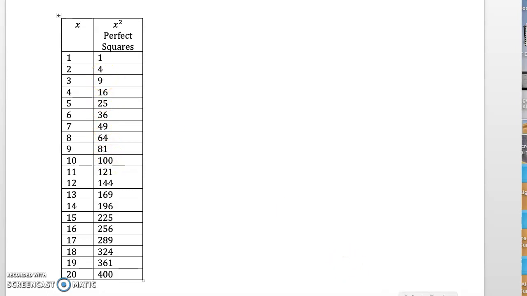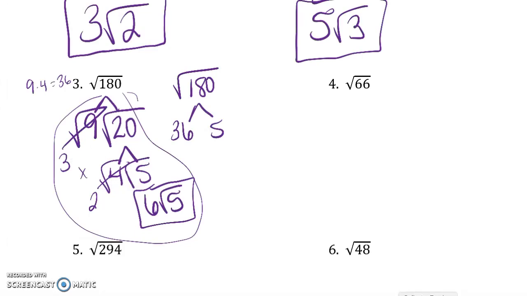All right, so the fastest way to do this would be to make it 36 and 5, and that's how we get 6 square root of 5. So I just want you to realize there's more than one way to do these. The easiest way is to make sure you find the biggest perfect square that goes in. If not, then you can do it in a couple of different steps if you want.